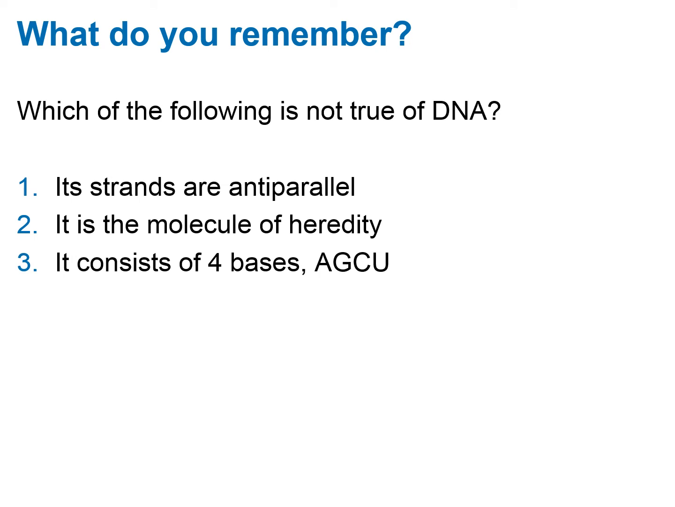Which of the following are not true of DNA? Number 1, its strands are antiparallel. Number 2, it's the molecule of heredity. Or number 3, it consists of 4 bases, A, G, C, and U. I knew you'd get that one. Tired, but knowledgeable. The answer here is number 3. It consists of 4 bases, A, G, C, and U. That A, G, C, and U is RNA, right? Not DNA.